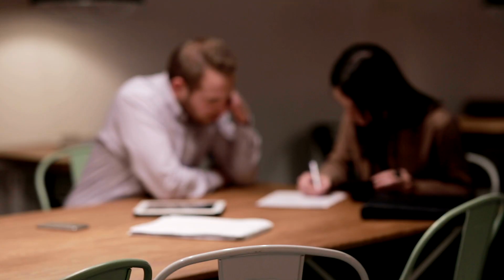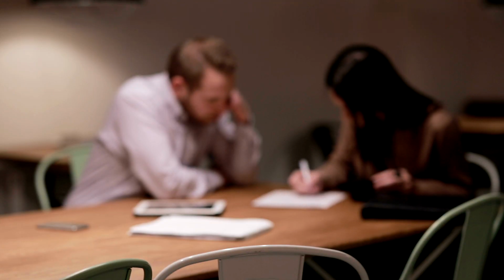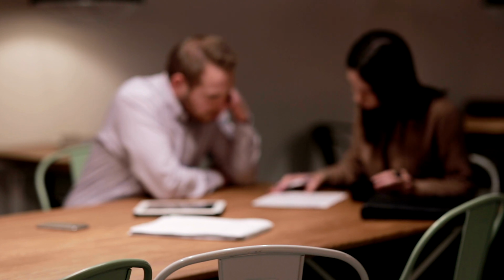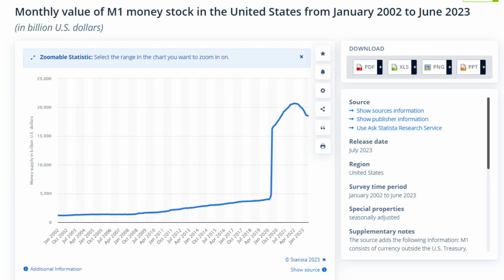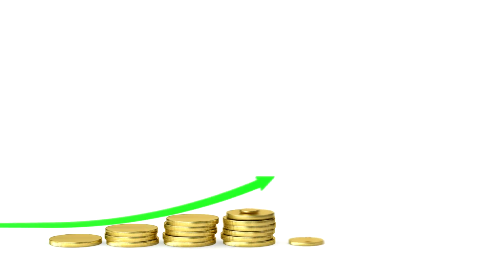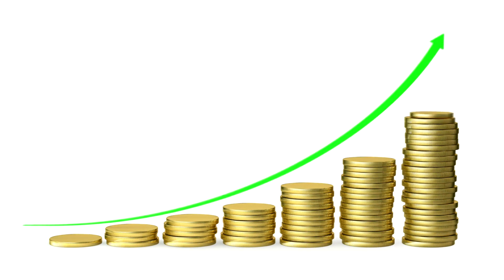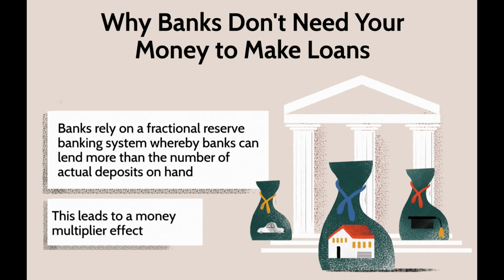But how? Meet Alex. Alex borrows $10,000 from the bank. Instead of taking money from someone else's account, the bank simply updates its digital ledger. This is called fractional reserve banking. Here, banks only need to keep a fraction of their deposits on hand. The rest can be lent out, creating new money.